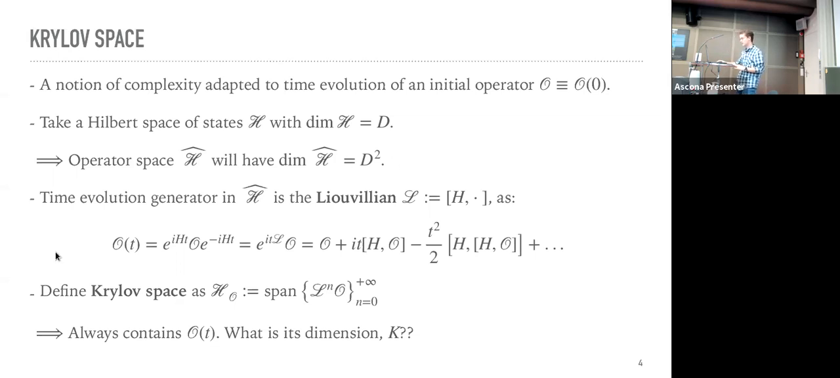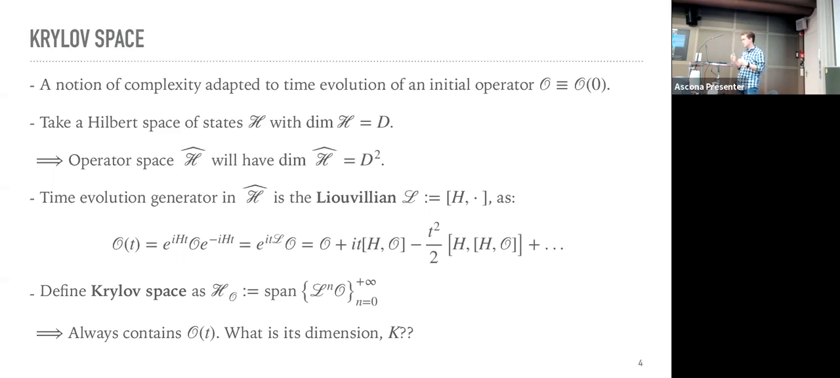And just by glancing at the expression for the time evolution in the Heisenberg picture, we see that at an arbitrary time t, the time evolution of the observable is going to be contained in what we call the Krylov space, which is just the linear span of all the nested commutators of the Hamiltonian with the operator, or in other words, arbitrary powers of the Liouvillean acting on the operator.